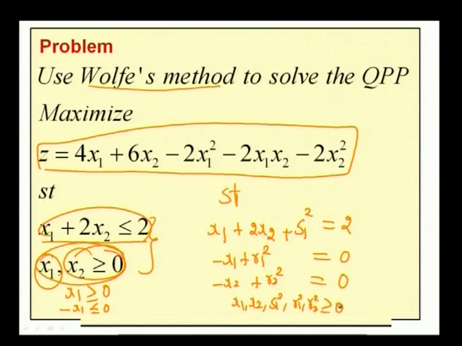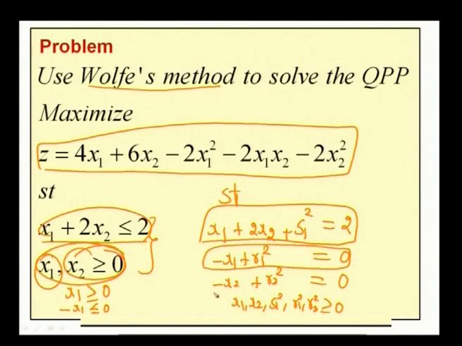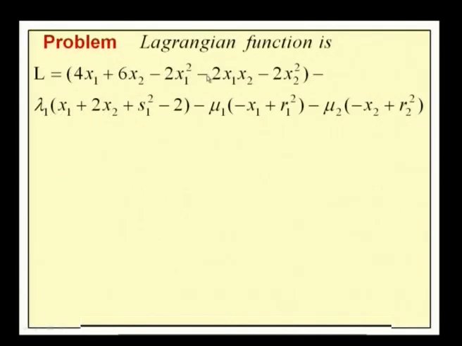Now, from this equation, we will try to obtain the Lagrangian function, where the Lagrangian function L is the objective function minus lambda1 into the first constraint, minus mu1 into the second constraint, minus mu2 into the third constraint. So, for the given problem, the Lagrangian function is the objective function minus lambda1 into the first constraint, minus mu1 into the first non-negative restriction, minus mu2 into the second non-negative restriction.